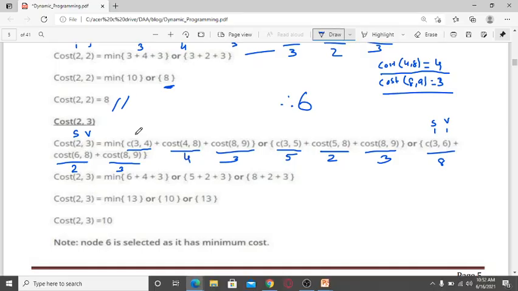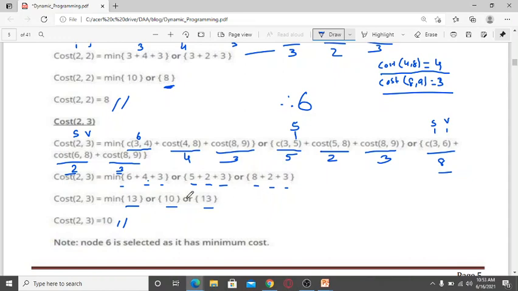And what is 3, 4? 3, 4 is 6. So when we add this 6 plus 4 plus 3, or 5 plus 2 plus 3, or 8 plus 2 plus 3, when we add all this the cost is 13, 10, 13. So which one is a minimum? We need to select that. So we selected the 10. And how we are getting this 10? With the help of vertex 5.